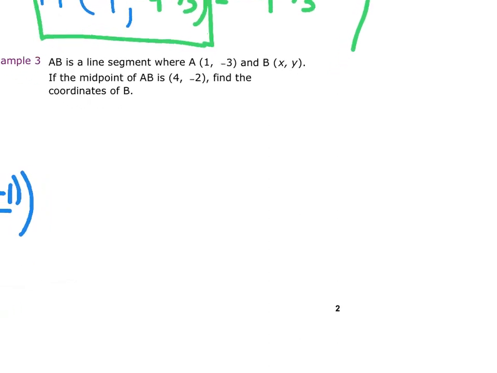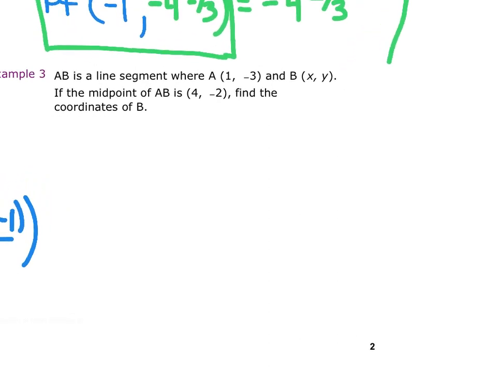Okay guys, so AB is a line segment where A equals 1/3 and B is unknown. So this time we're trying to find the end point of a line segment, but what they've given us is the midpoint. Okay, so this is the midpoint.